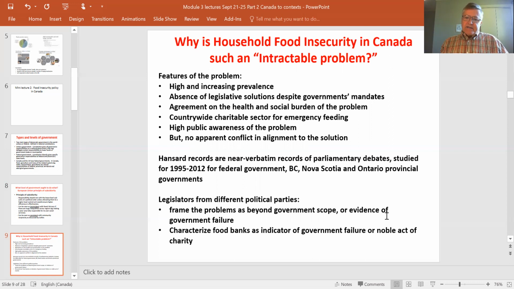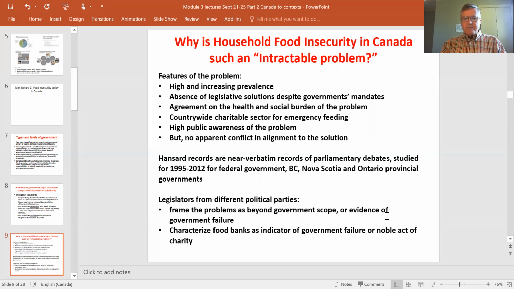A second take at this is given by this article by McIntyre that I put on the reading list. The third slide has the McIntyre reference. They're looking at food insecurity and asking, why does food insecurity exist in Canada despite recognition over, say, a 50-year period that this is still a big problem?